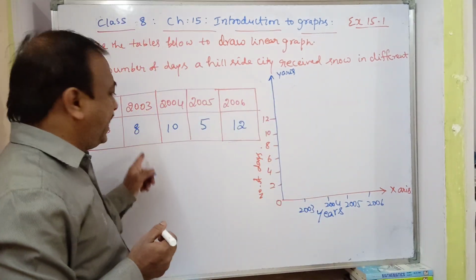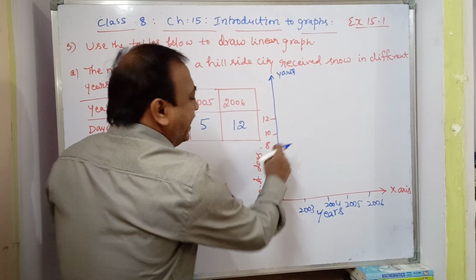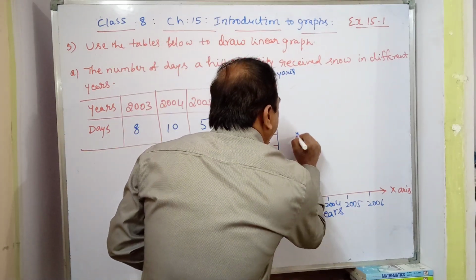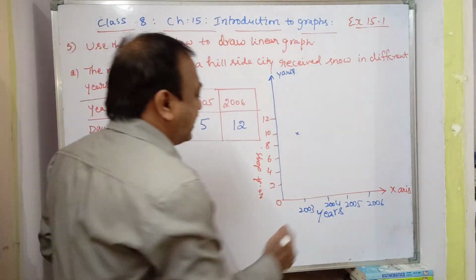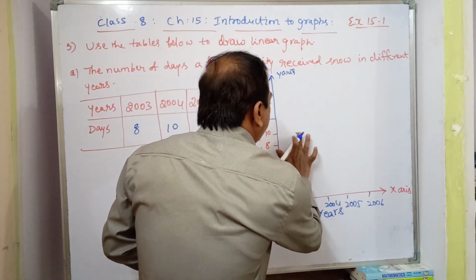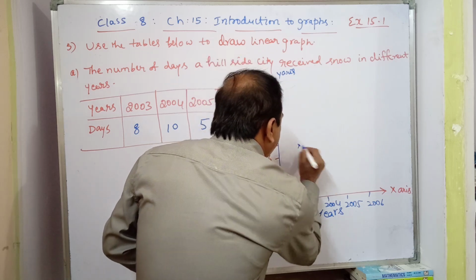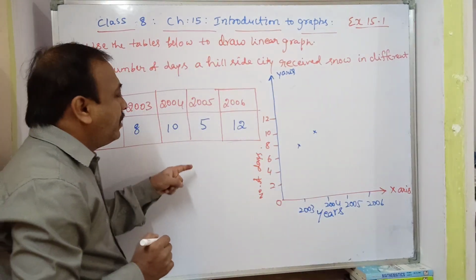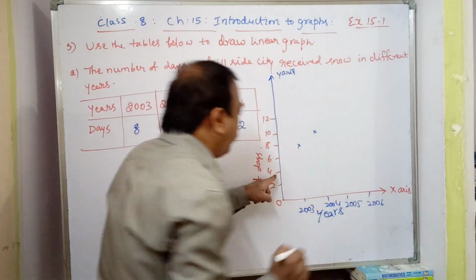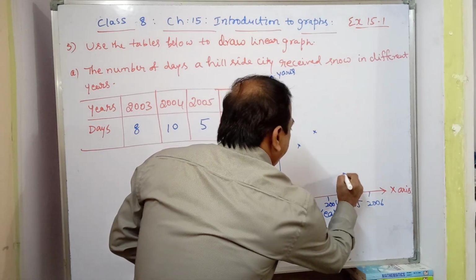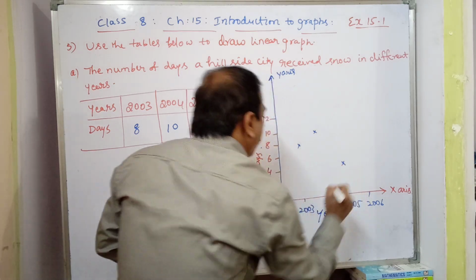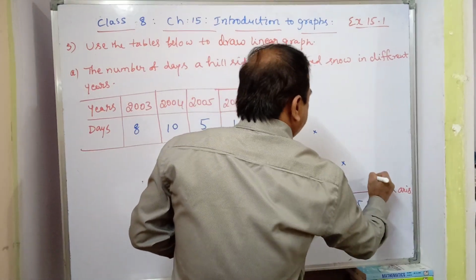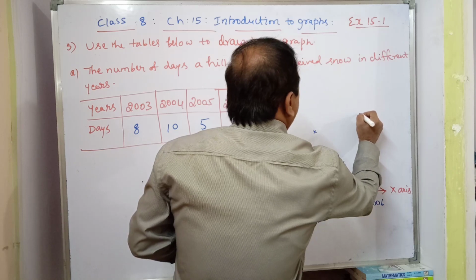Observe it clearly: 2003, number of days 8, where they both meet. 2004, 10. 2005, 5 days it is received, so between 4 and 6. 2006, it reached 12 days.